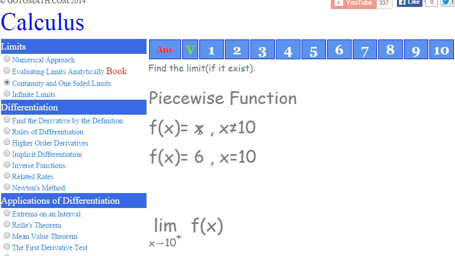We have f of x equal to x. However, x cannot equal 10. So all real numbers except 10 in the domain, and then we have f of x is equal to 6 when x is equal to 10. We've got the limit as x approaches 10 coming in from the right hand side of f of x.